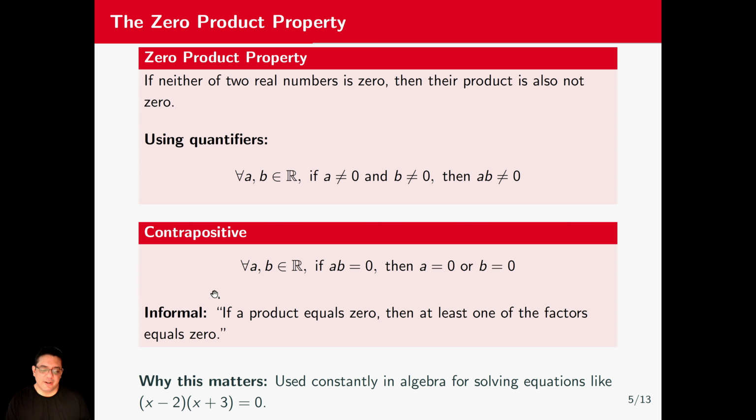Now, why does this matter? We use this property to solve equations constantly. So for example, if we have an equation of the form (x minus 2) times (x plus 3) equals 0, then that tells me, hey, x minus 2 has got to be 0 or x plus 3 has got to be 0. And that's going to help me solve the equation.